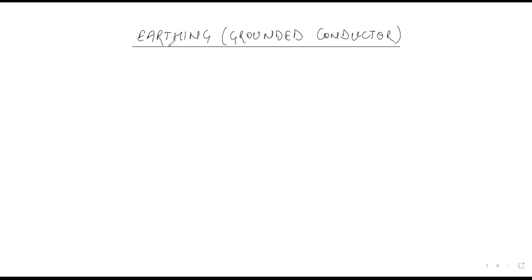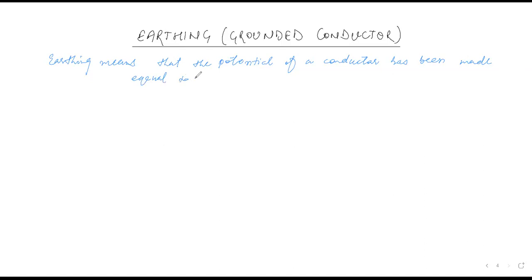In electrostatics, earthing means we are going to make the potential of a body equal to 0. Are you clear? What is the meaning of earthing? Earthing means that the potential of a conductor has been made equal to 0. So please note it down.